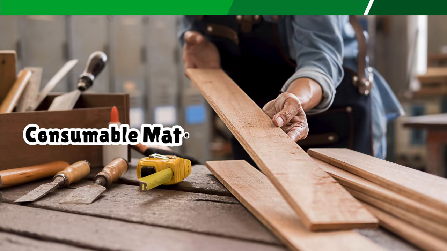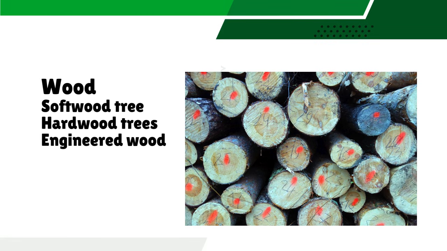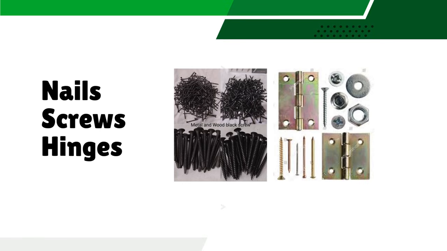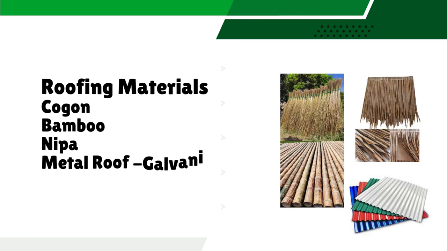Consumable materials in woodworking. Wood: softwood trees, hardwood trees, engineered wood. Nails, screws, hinges. Roofing materials: cogon, bamboo, nipa. Metal roof: galvanized iron, corrugated.